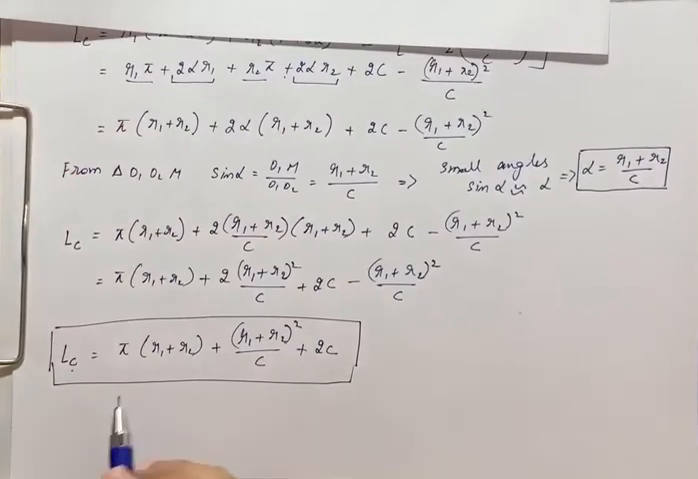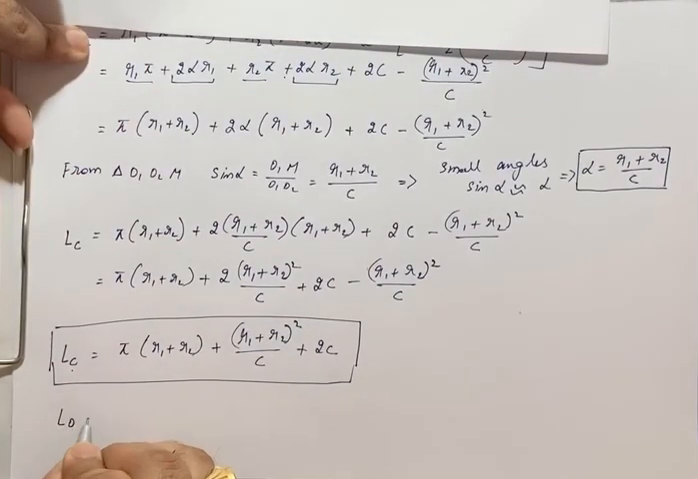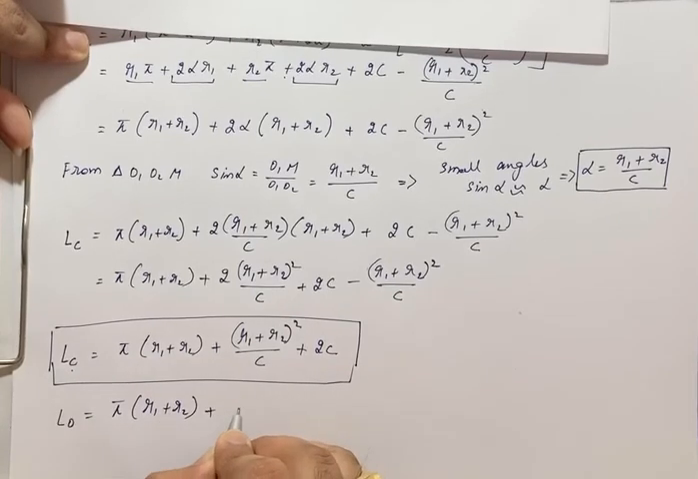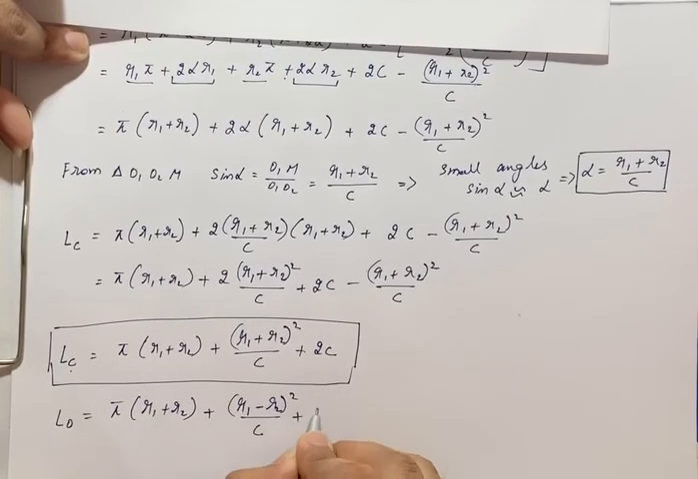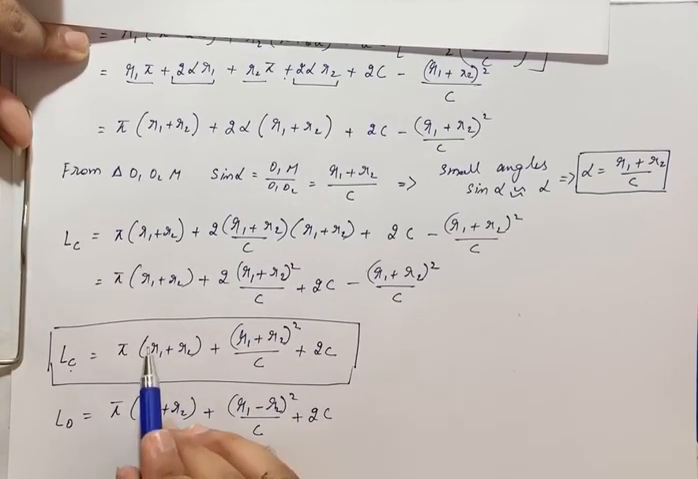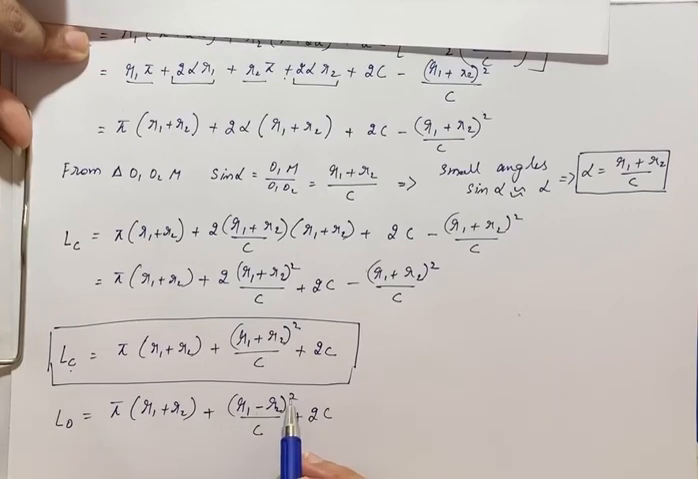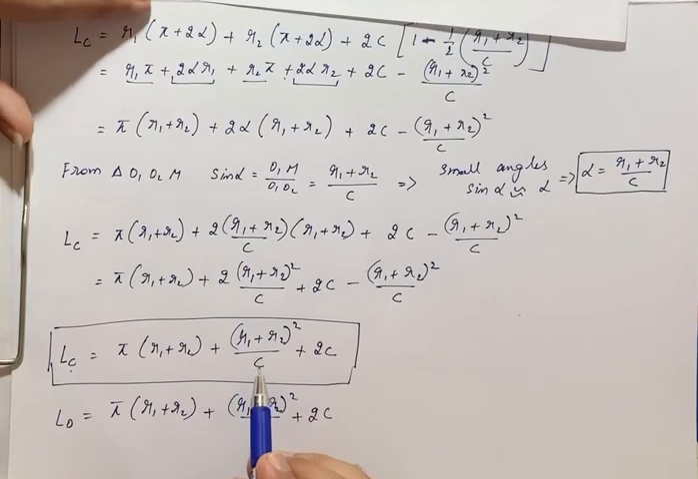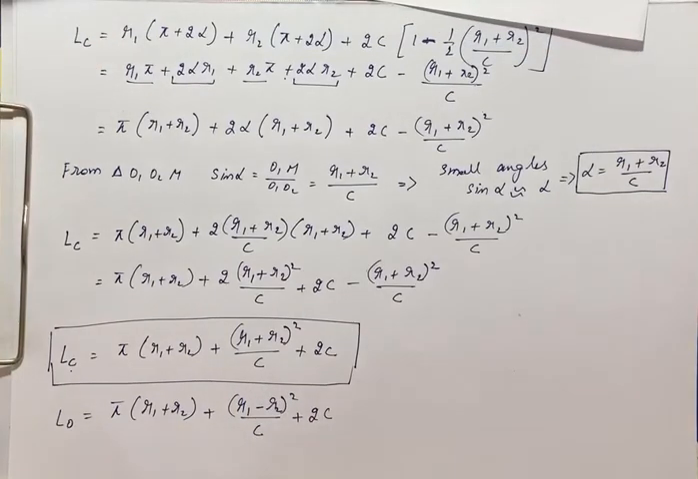I will write the open belt drive formula also here. LO is equal to pi into R1 plus R2 plus R1 minus R2 whole square by C plus 2C. This is the open belt drive formula. Only the difference is that we have R1 minus R2 whole square by C in the open belt drive and R1 plus R2 whole square by C in the cross belt drive.